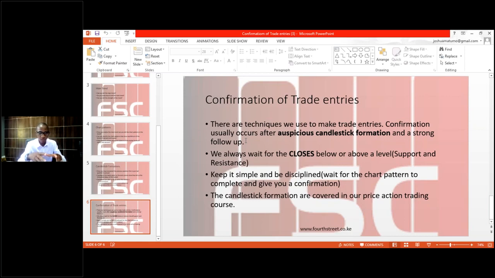We always wait for closes below or above a level, that is a support level or a resistance level, like I'm going to explain in a few minutes on the charts. Therefore, our goal is to always keep it simple, be disciplined, and wait for the chart pattern to complete until it gives you a confirmation. Then that's a go-ahead to open a position.